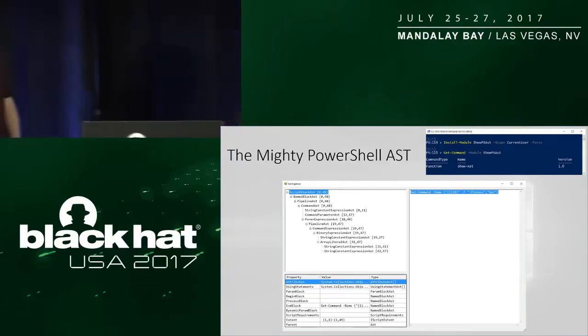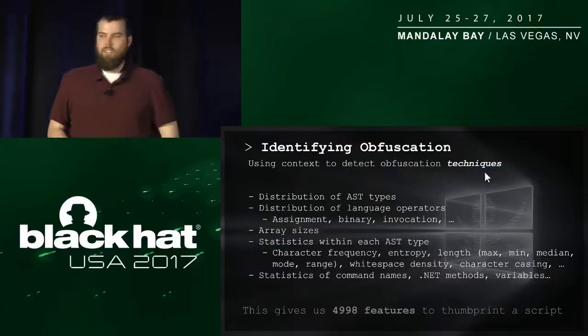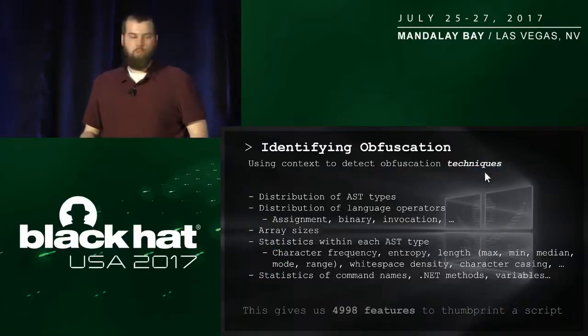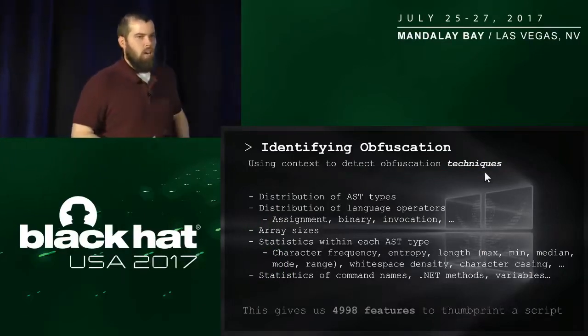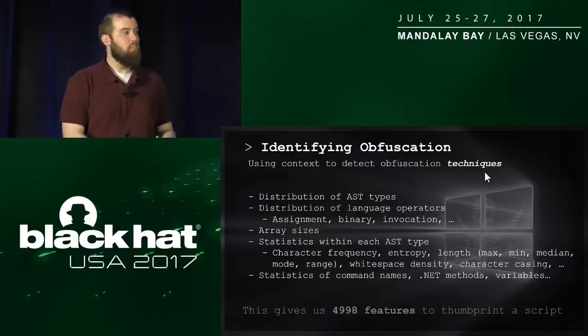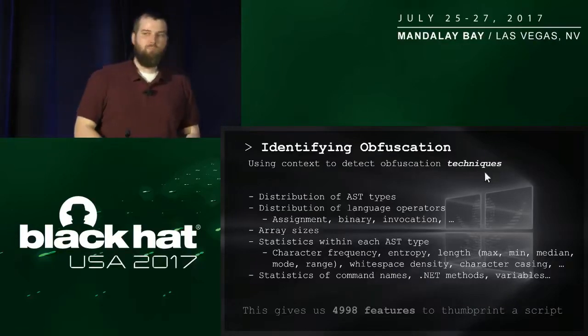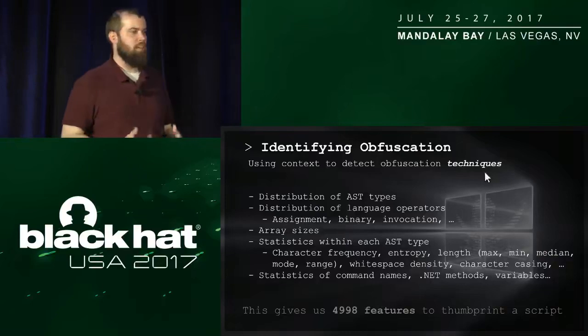Exactly. And so now, what we did with this is we said, okay, instead of just looking at character frequency for the whole script, how many features can we possibly get? So we started with AST type. So basically, in this entire script, how many commands do we have? How many parentheses? How many operators? How many members? How many strings? All this stuff, just getting counts and percentages of the entire script.